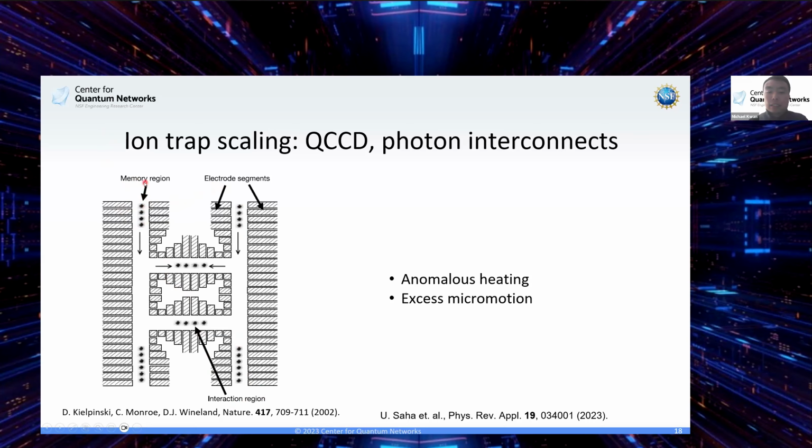Surface traps specifically typically have a higher heating rate than other macroscopic Paul traps due to the ion's proximity to the electrodes. Another challenge to scaling is excess micromotion. When the trap isn't shielded properly from stray electric fields, and that becomes harder to do as you scale up, the trap DC null drifts from the RF null. Then there will be a small amplitude of motion at the input RF frequency, known as excess micromotion.